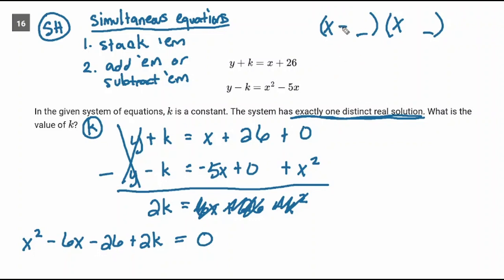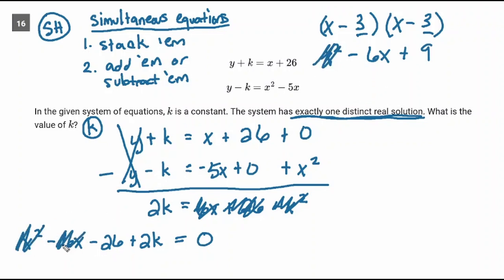It's going to be minuses, because this is minus 6x. So what's the only thing that can be right here? And if you're not sure, just try something. And then just FOIL it back out. So x times x is x squared. Minus 3x minus 3x, that's minus 6x. And then minus 3 times minus 3 is plus 9. So check it out. Here's your x squared.